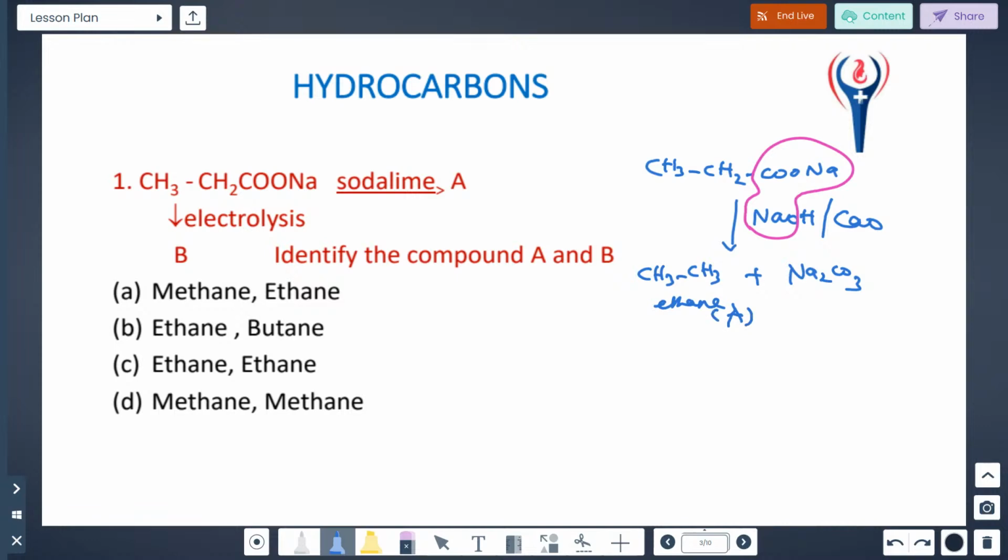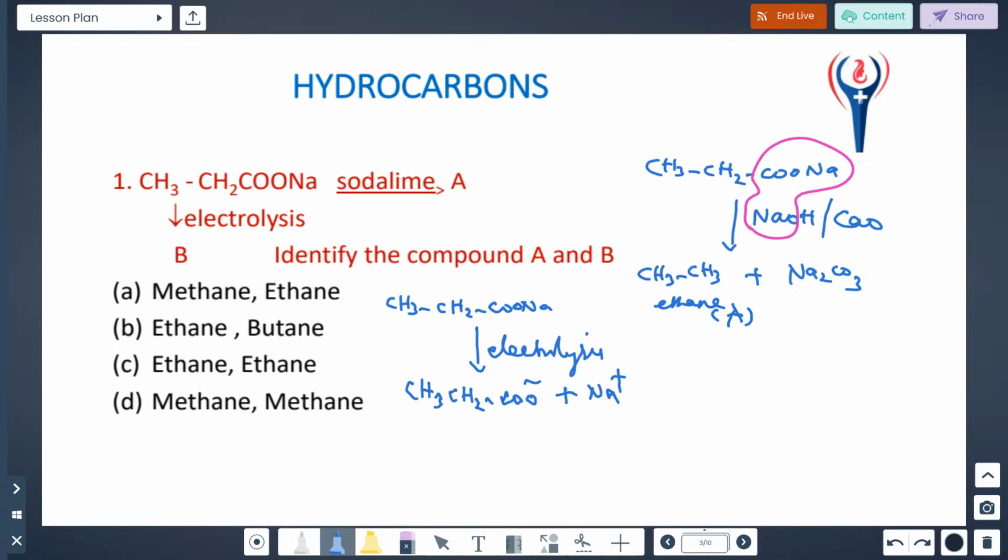The same compound undergoes electrolysis. Here I write CH3CH2COONa. Electrolysis means it is split into ions: CH3CH2COO minus plus Na plus. Na plus goes to the cathode, and the carboxylate ion goes to the anode.